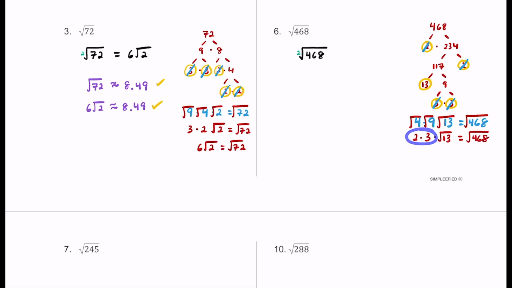This 2 and 3 multiplied together gets you 6, so this is going to be 6 root 13 equals the square root of 468. So we know that that is the most simplified version here. So it's going to be 6 times the square root of 13.